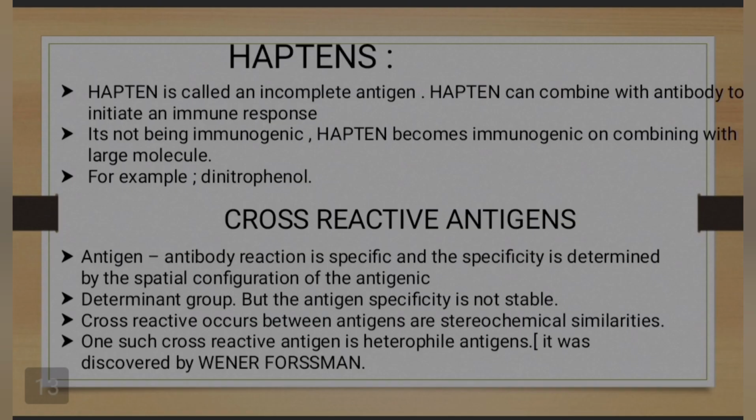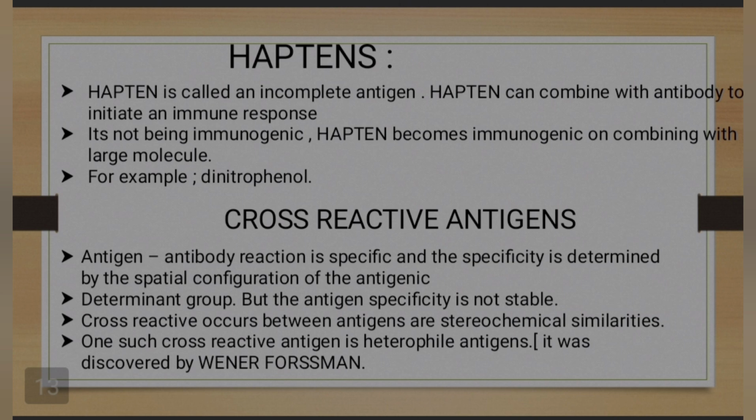Another one is hapten. Hapten is called an incomplete antigen. Why is hapten called an incomplete antigen? Because it combines with antibody but cannot by itself initiate an immune response. That's why we say it is not immunogenic. Hapten becomes immunogenic on combining with a large molecule. For example, a chemical such as dinitrophenol.